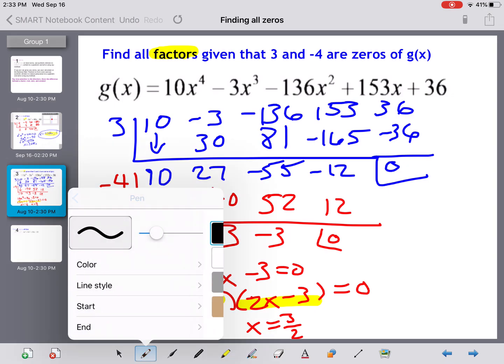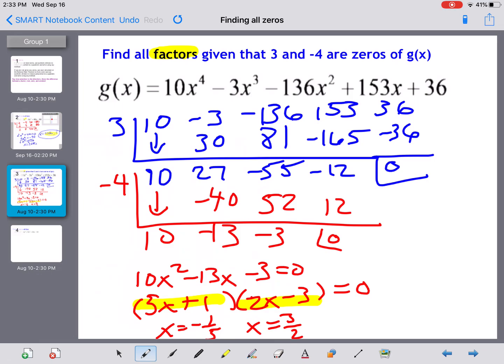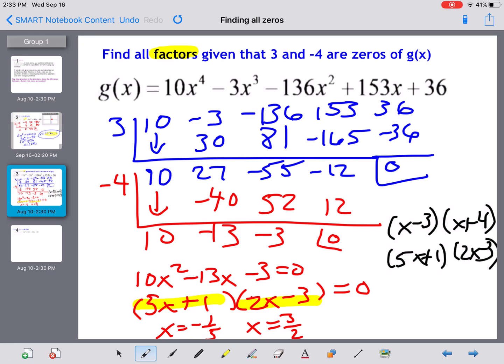So for factors, we would write our answer as, using the originals, x minus 3, x plus 4. And this is all supposed to be on one line. I'm just running out of room. 5x plus 1 and 2x minus 3. So you just need to make sure you write those all in factored form if they are given to us that way.